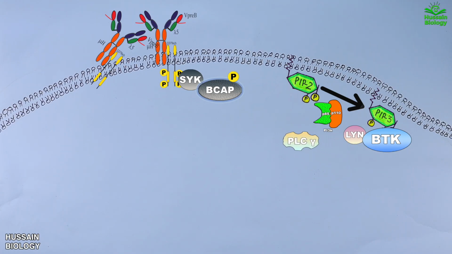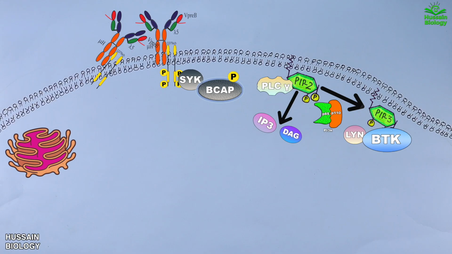In the following step, PLC gamma 2 hydrolyzes PIP2 still available in parts of the membrane into two critical second messengers, IP3 and DAG. It must be noted here, if PIP2 is acted on by the PI3 kinase enzyme, it gets converted into PIP3, or if PIP2 is acted on by the PLC enzyme, it gets converted into DAG and IP3, like in this case. Getting back to IP3 and DAG, IP3 diffuses into the cytoplasm and triggers calcium release from the endoplasmic reticulum, whereas DAG stays in the membrane and activates PKC, protein kinase C.